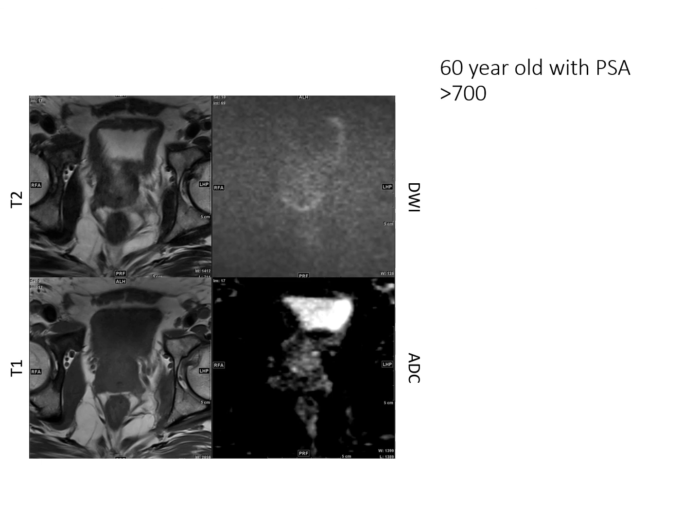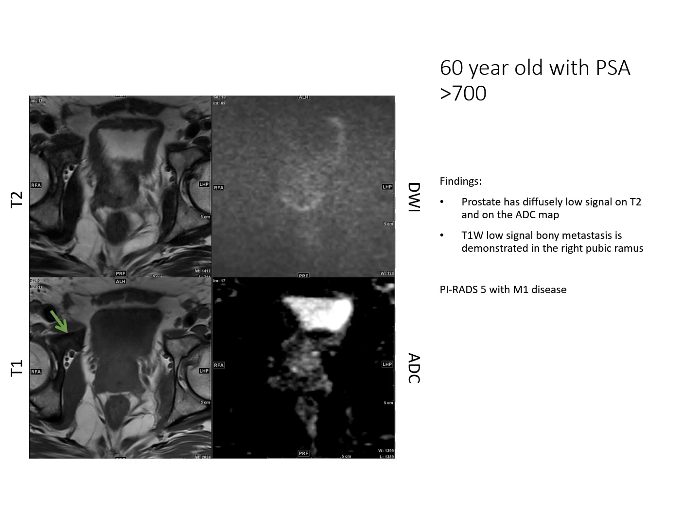This is a case with a very high PSA. What's going on here? So there's low signal on T2, diffusion, it's a bit difficult to make sense of. But actually the key thing here is that on the T1 weighted image, there's a low signal lesion. So that's M1. So do remember to look at all the other sequences as well carefully.